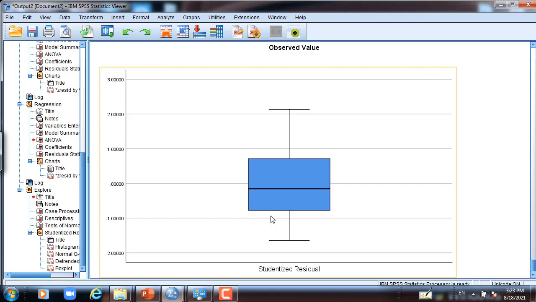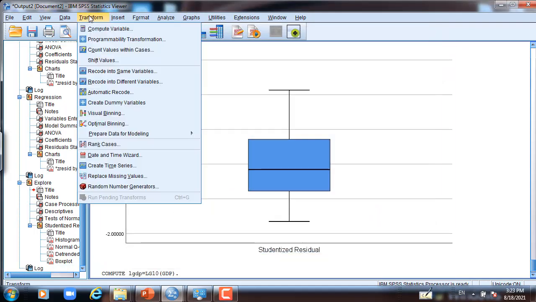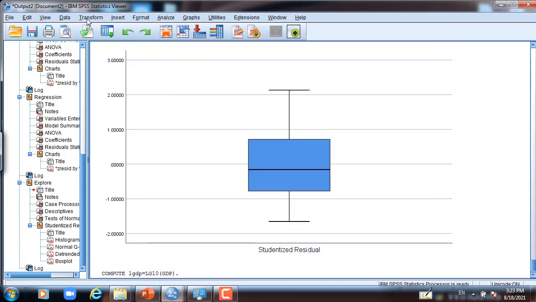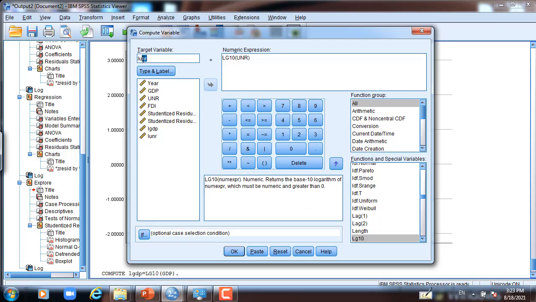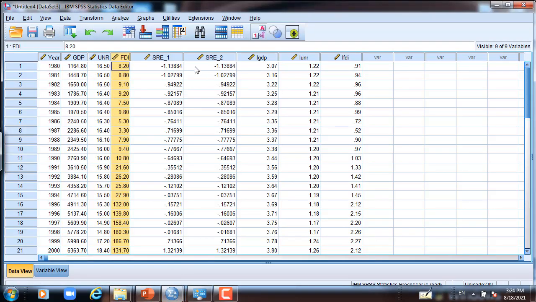I have to transform the variables into logarithm. How? I'll go to Transform, Compute Variable, and here we put log GDP. We transfer GDP here, press OK, and then Transform again, log unemployment rate, then move unemployment rate to this square and press OK. And the last thing we have to transform, compute foreign direct investment, and then move foreign direct investment here and then press OK. Then we can see that the data is transformed into logarithm.